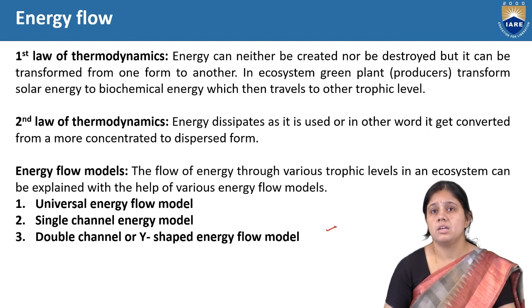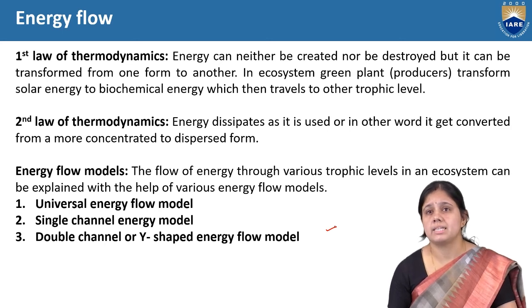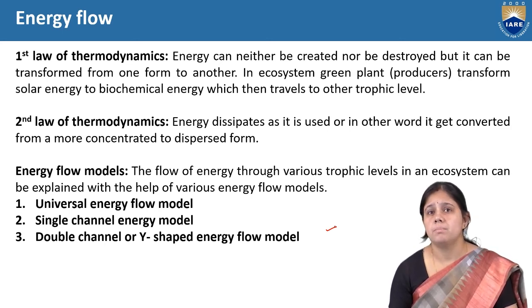Energy flow in an ecosystem basically depends upon the two laws of thermodynamics. The first law says that energy can neither be created nor destroyed, but it can be transferred from one form to another. In an ecosystem, green plants transform solar energy to biochemical energy, which then travels to the next trophic level. The second law says that energy dissipates as it is used, or in other words, it gets converted from a more concentrated to a dispersed form. The flow of energy through various trophic levels can be explained with three energy flow models: the universal energy flow model, the single channel energy flow model, and the double channel or Y-shaped energy flow model.